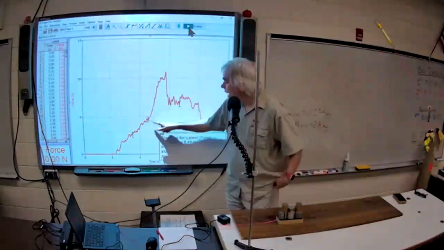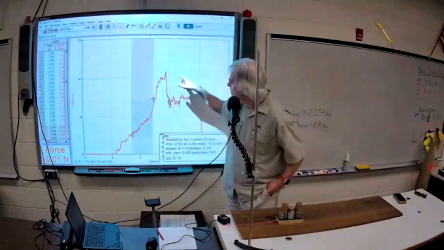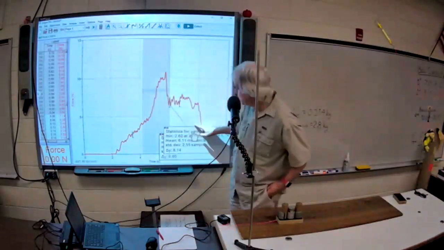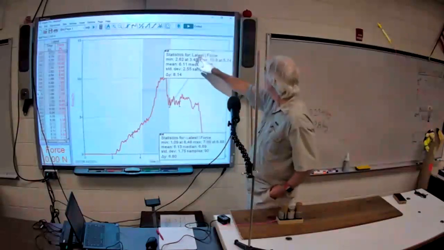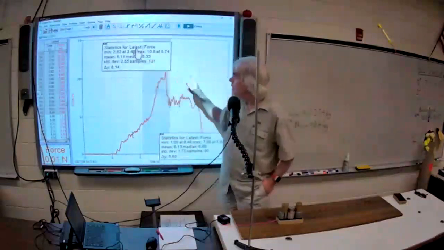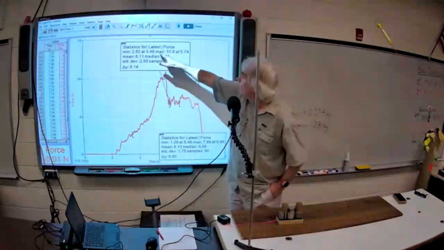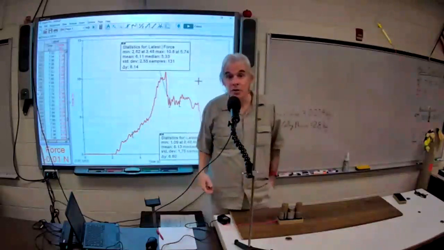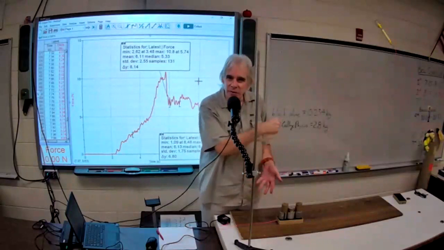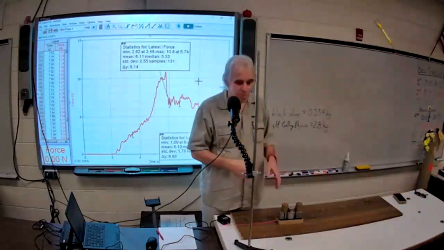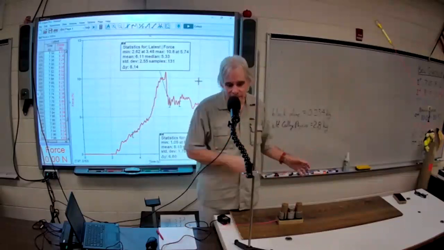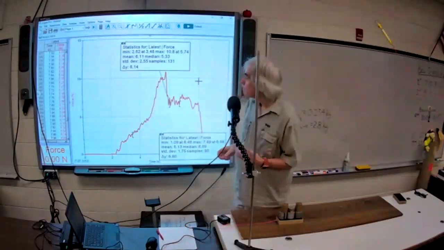And this software is great. Somewhere in this region, between here and there, tell me the statistics. Tell me the peak. This is for this region right here. It's telling me that the maximum force was 10.8 newtons. So that tells me that for this amount of weight, the maximum possible amount of static friction was 10.8 newtons. More than that, and it moves.